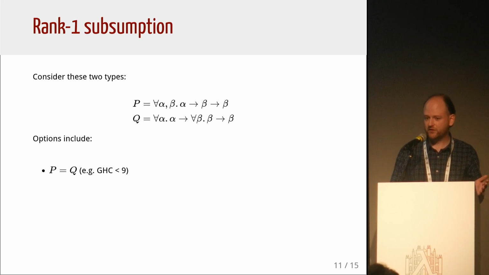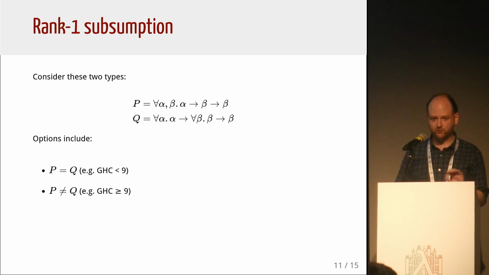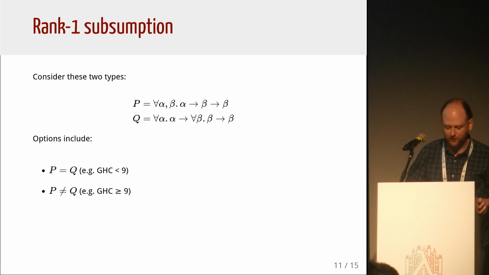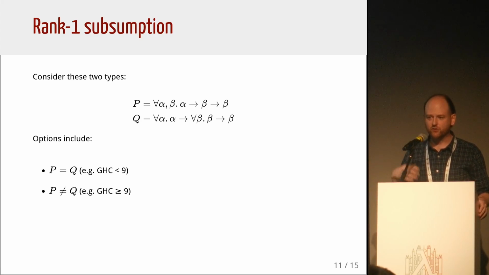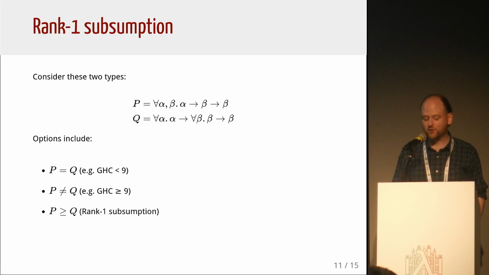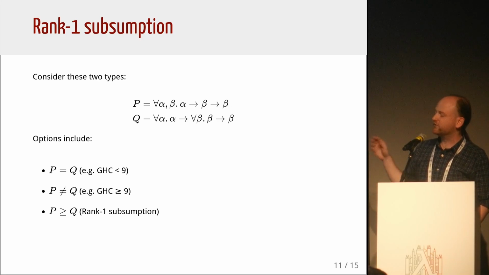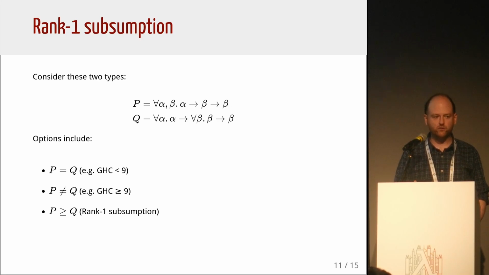You could say that these are unrelated types, that these don't unify, these are different. And this is actually what Haskell does at the moment for, I think, technical reasons to do with the Quick Look impredicativity system that they now have. But the approach I'd like to describe here, the one that's true rank 1 subsumption, is when they're related but not equal. Q is, in fact, a more general type. And the reason for this is Q actually offers more power to its users.